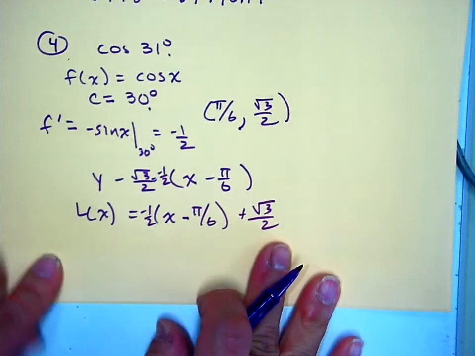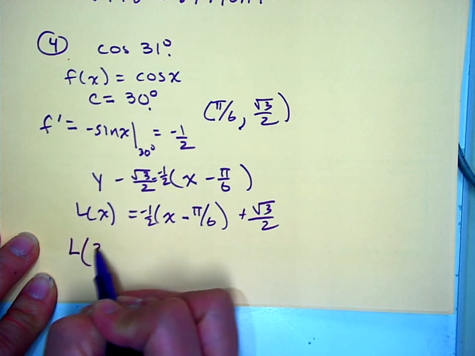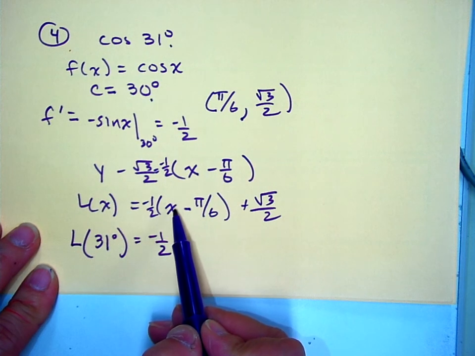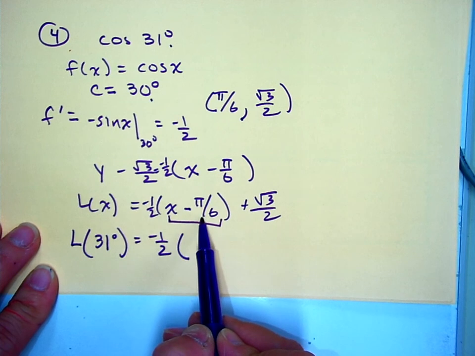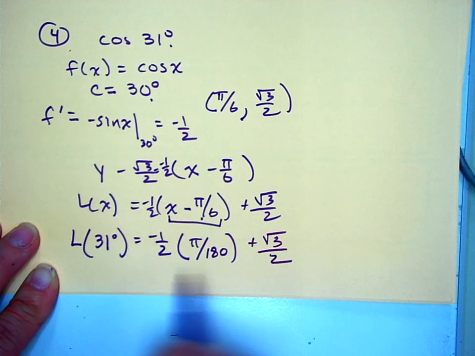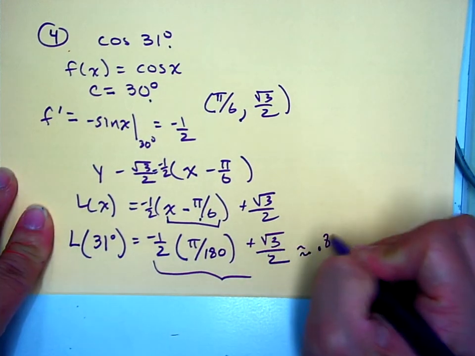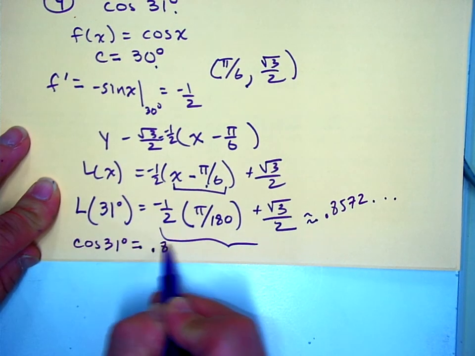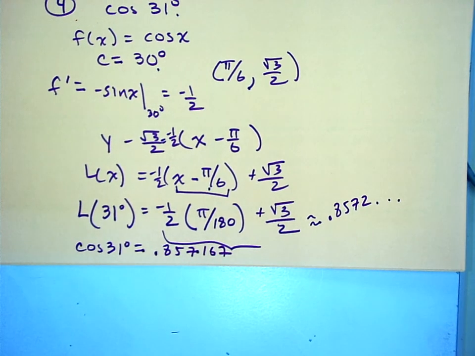So I'm going to use the line to approximate the value of the function. So L of 31 degrees is negative 1/2. And instead of changing 31 degrees to radians and then subtracting the pi over 6, this is really 31 degrees minus 30 degrees, which is 1 degree, which I know is pi over 180. So without a calculator, you would leave your answer like this. So this would be the approximation. If you punch it out, it's actually 0.8572 something. The actual value of cosine of 31 degrees is 0.857167. So notice it is actually very close, even correct to 3 decimal places.